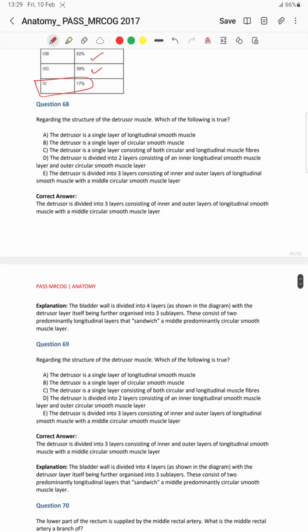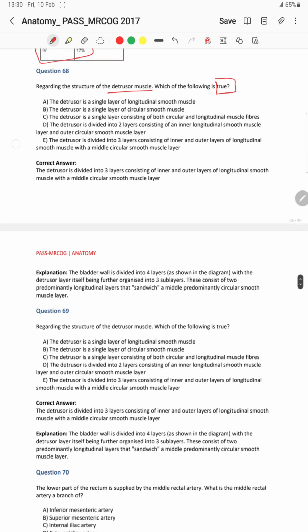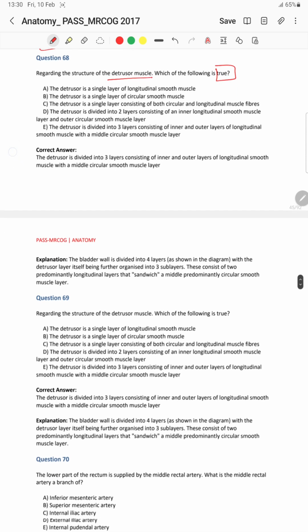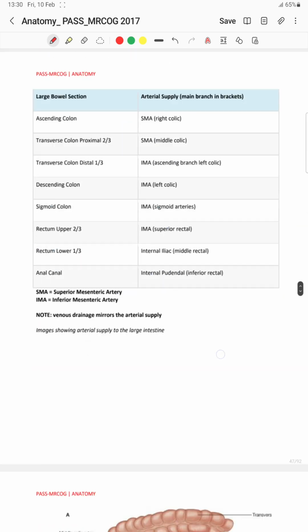Now the next question: regarding the structures of the detrusor muscles, which of the following is true? Now let's see what the detrusor muscles are. The bladder wall has 4 layers. The bladder has 4 layers. Let me see if there is a diagram.